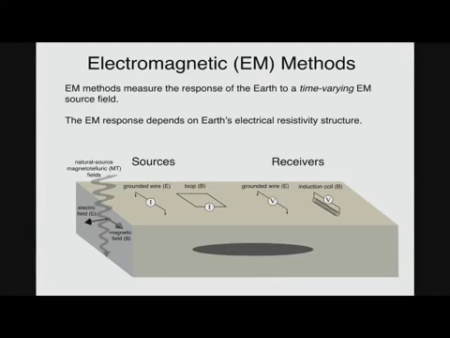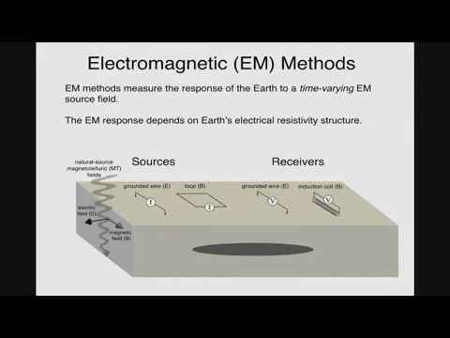Okay, so what are electromagnetic methods? Well, they're methods that measure time-varying electromagnetic fields in the Earth. So they're not static methods like DC resistivity. They're actually time-varying electromagnetic fields, and we measure the response of the Earth to those fields, in the same way that if you do a seismic experiment, you're measuring the seismic response of the Earth to whatever the seismic source is, whether it's an earthquake or an air gun.